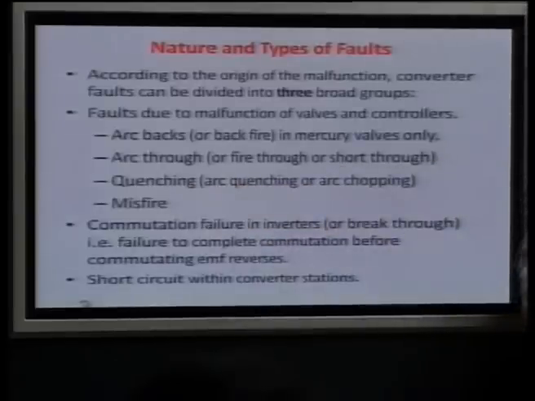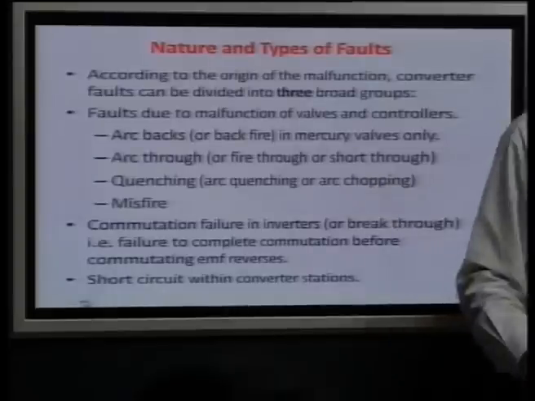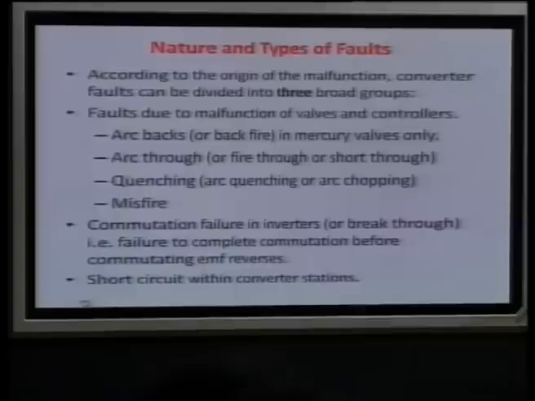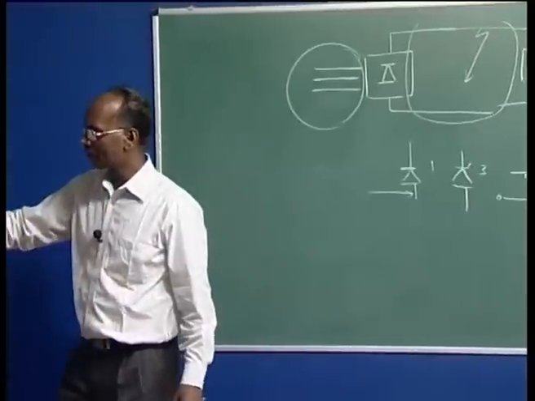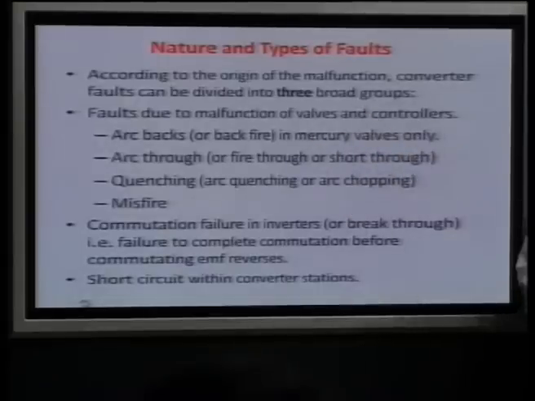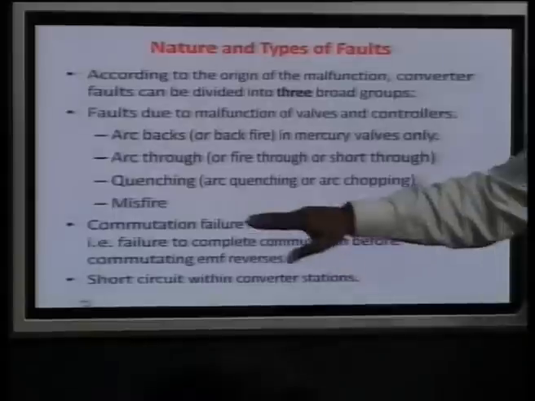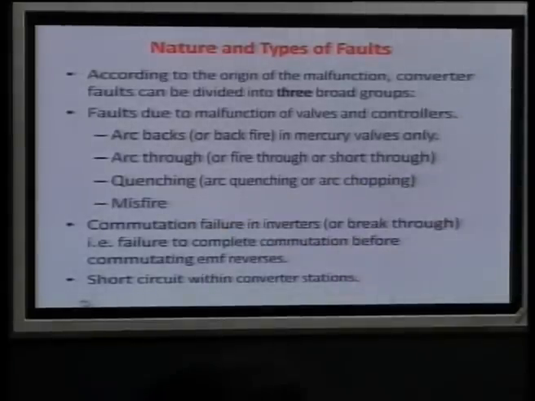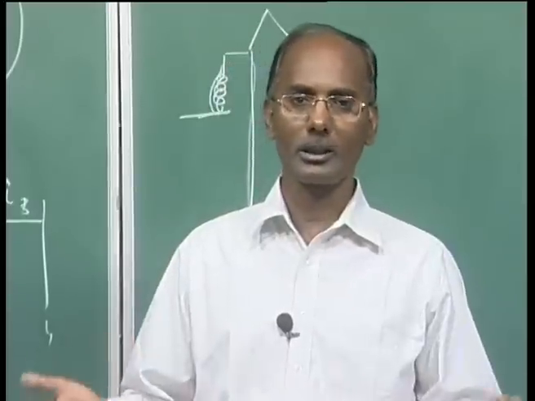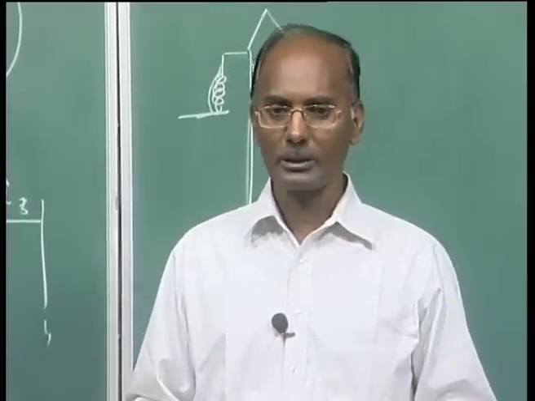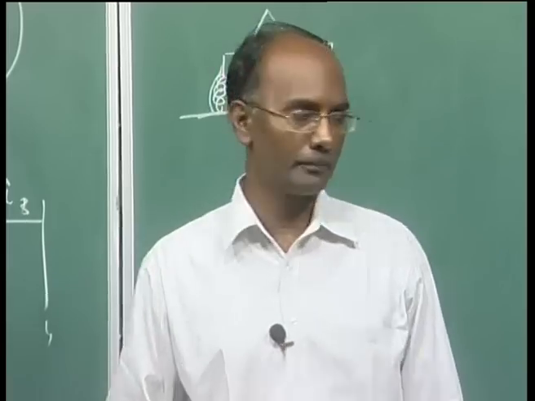Another is quenching, or arc quenching, or arc chopping. What happens? It is conducting, but due to a certain problem it is suddenly off. It means the thyristor, the valve, is conducting, but it is suddenly off, which is called chopping, arc quenching. It was also very common, especially in the Mercury arc valve, because the arc concept comes from there. Another is the misfire, and as its name itself suggests, the voltage across the valve is positive, you are giving the gate pulse, but still it is not conducting. It should conduct, but it is not conducting, and that is known as a misfire.